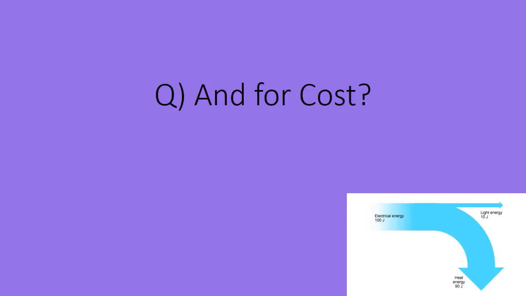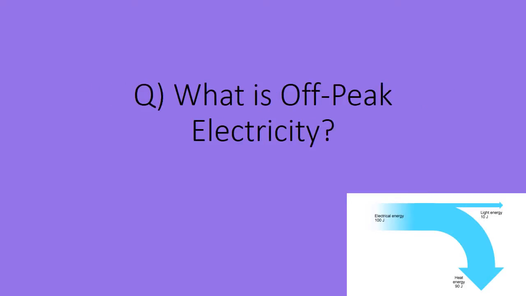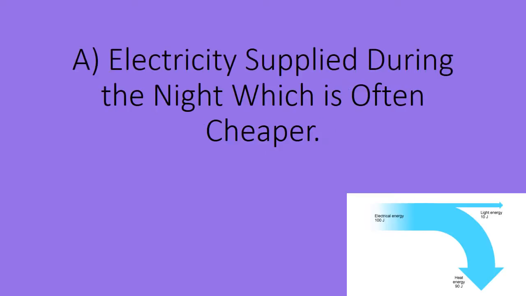And for cost? Cost equals number of units times price per unit. What is off-peak electricity? Electricity supplied during the night, which is often cheaper.